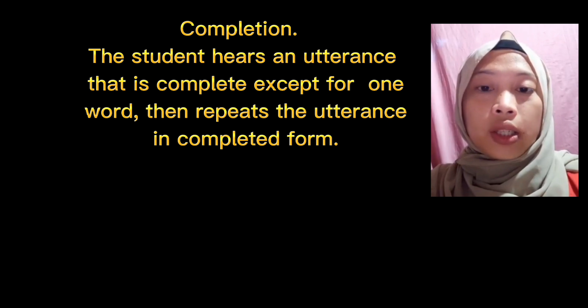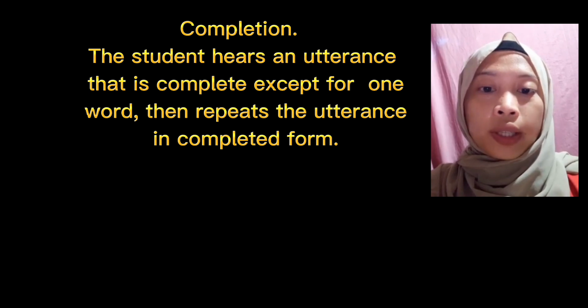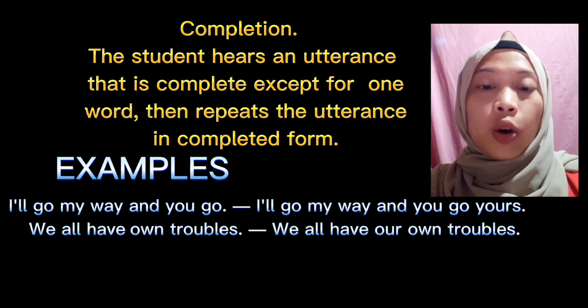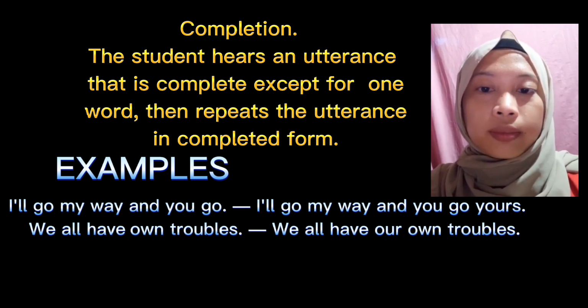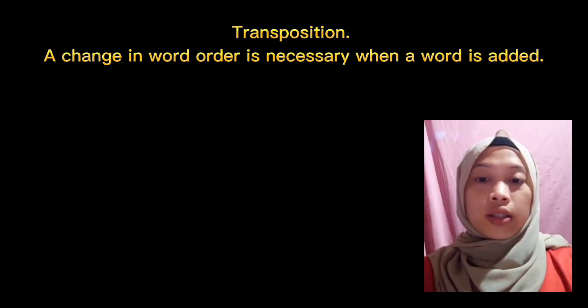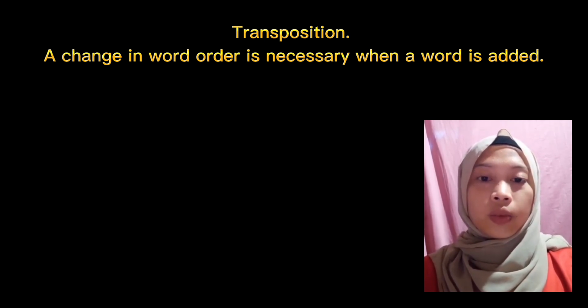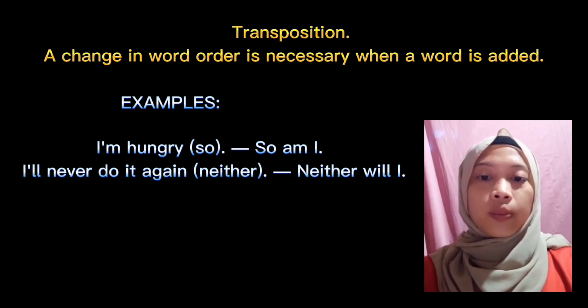The fifth one is completion. The student hears an utterance that is complete except for one word, then repeats the utterance in completed form. For example, I'll go my way and you go. The students are required to fill in the blank with the suitable word to complete it. So, I'll go my way and you go yours. The sixth one is transposition. A change in word order is necessary when a word is added. For example, I am hungry, and the added word is so. It will become so am I.